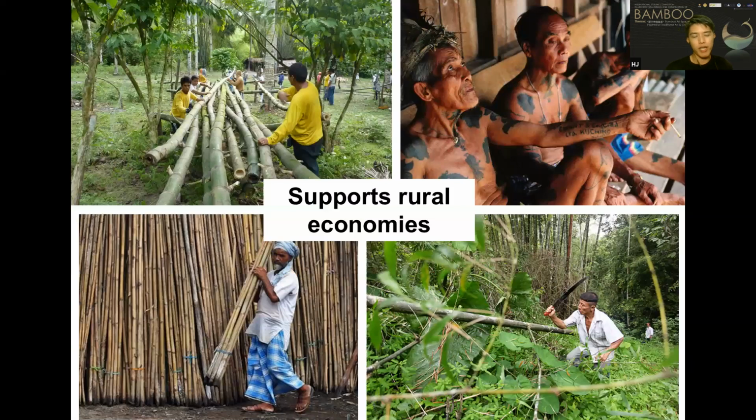One of the reasons we really focus on bamboo is because it has the ability to support rural economies. It's something that we like to call pro-poor, because most of the bamboo in the world grows in developing countries. Our role as so-called stewards of this resource is to teach these communities to make use of it sustainably and in the right way, so that rather than seeing it as a pest or as a nuisance, they see it as a crop of value.